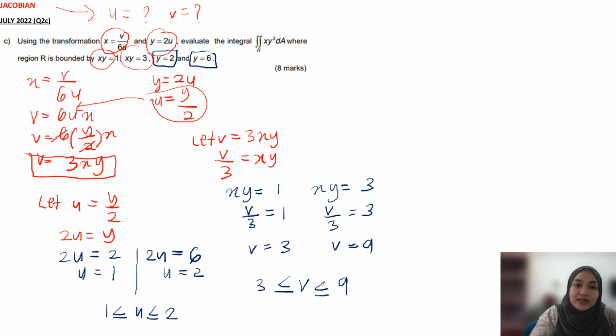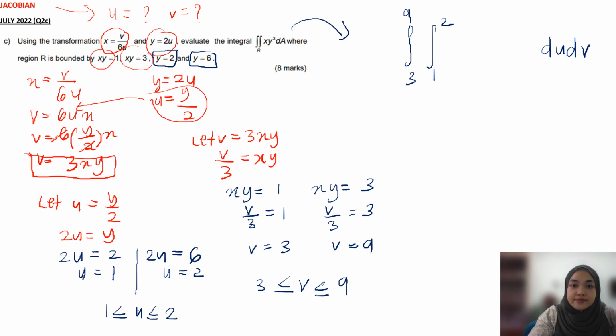So you already get this one. After you get this, you can put it into the function. Let's say you want to integrate with respect to du dv. You will substitute u from 1 until 3, and v from 3 until 9. That's it for the interval.